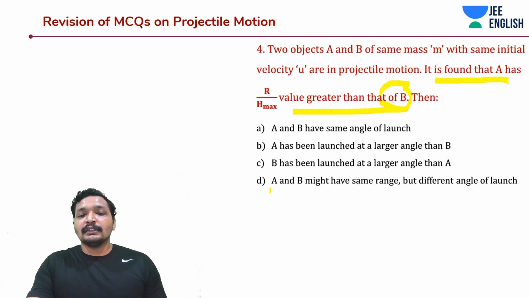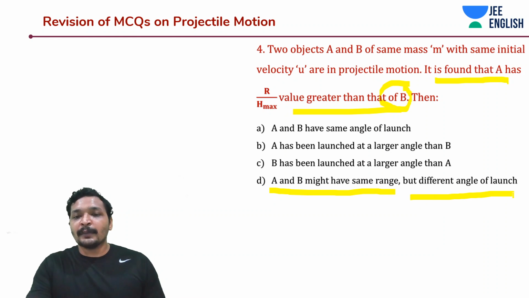But what about the range? We don't know. If they are complementary angles, what about the range? It can be the same. So it might be that they have the same range but different angles of launch, that's for sure. But we definitely know that B has been launched at a greater angle than that of A, since A has a larger value of r by Hmax than that of B.